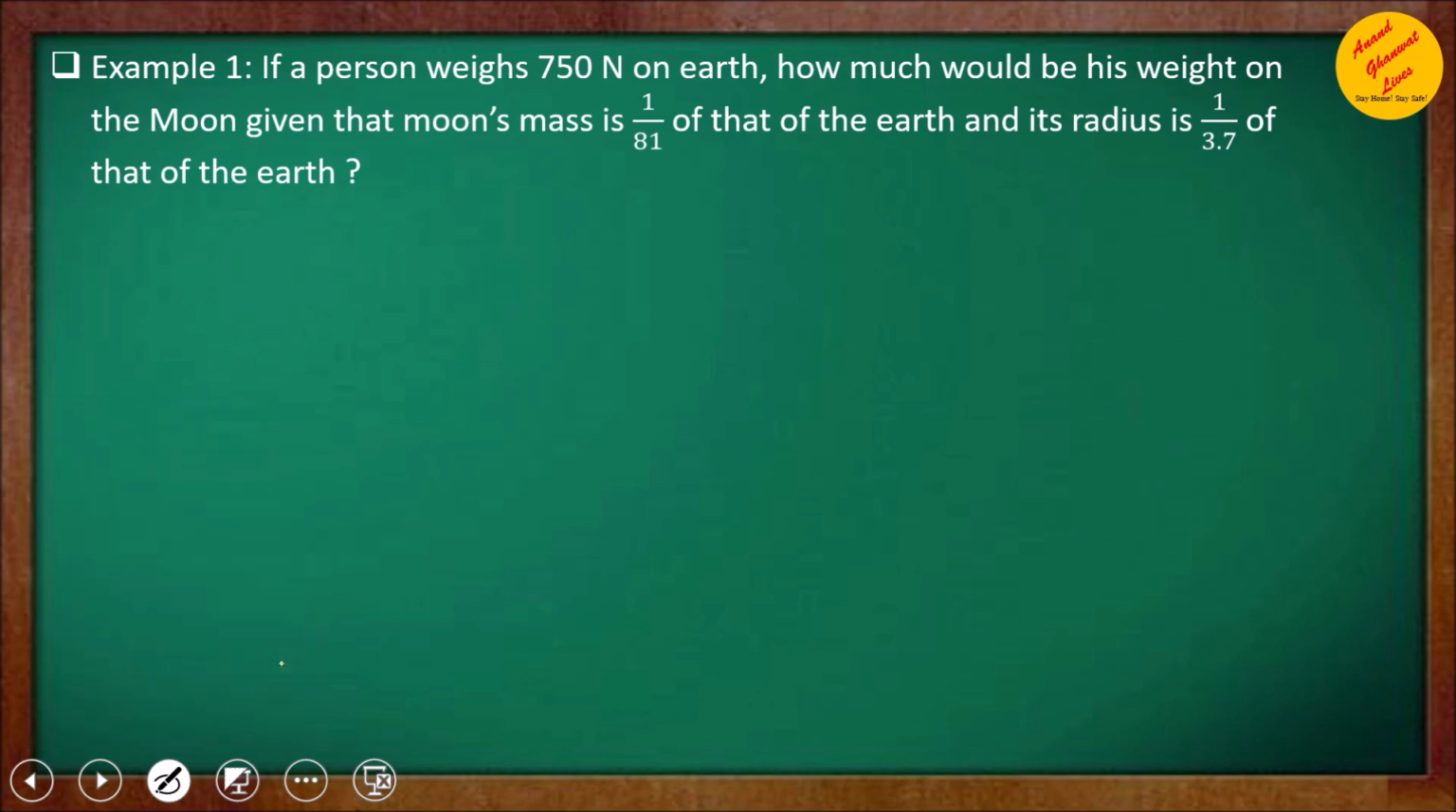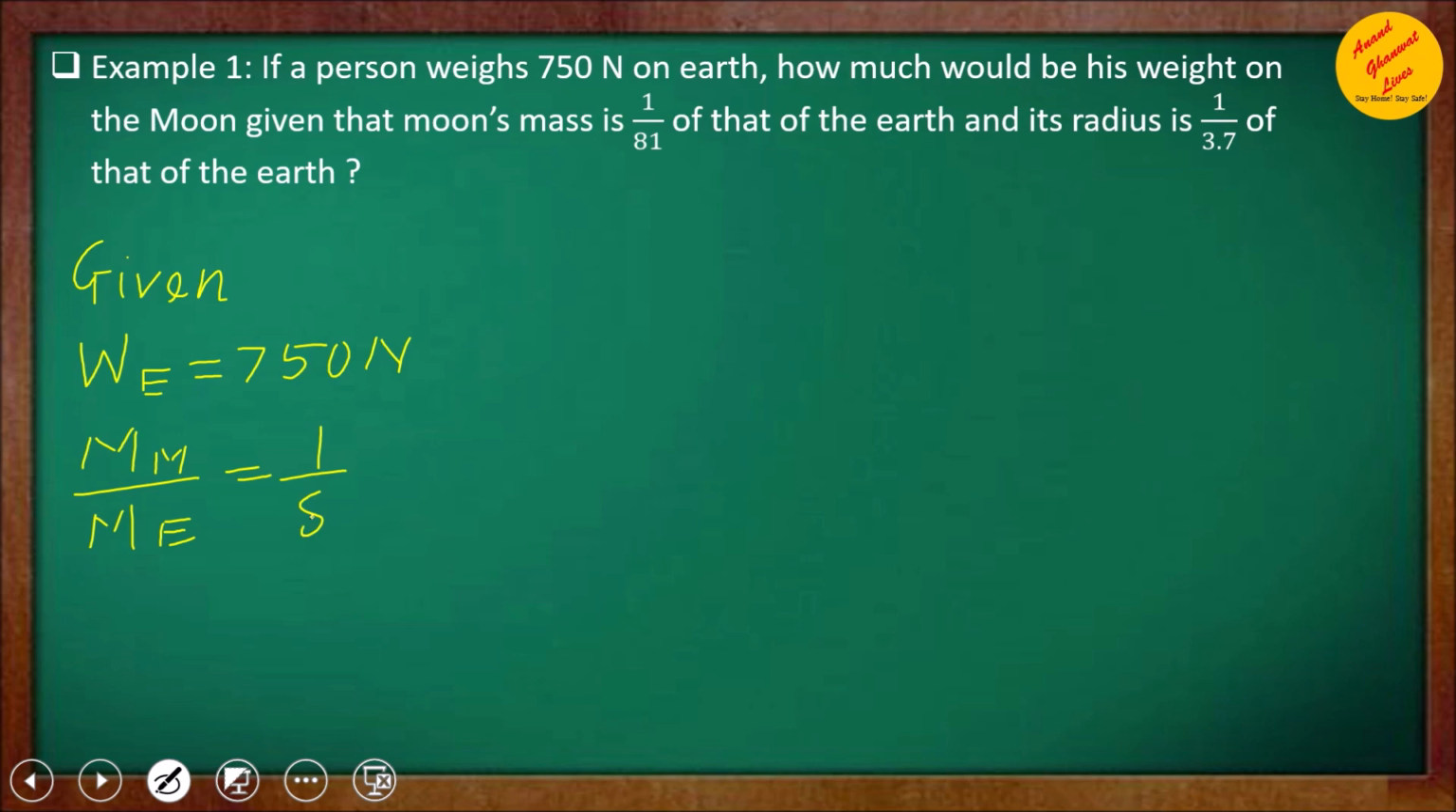So, given information: the weight of the person on Earth is given here. It is 750 Newton. Now the ratios are given here. Ratio of mass of the moon upon mass of the Earth is equal to 1 upon 81. Ratio of radius of the moon upon radius of the Earth is 1 upon 3.7.